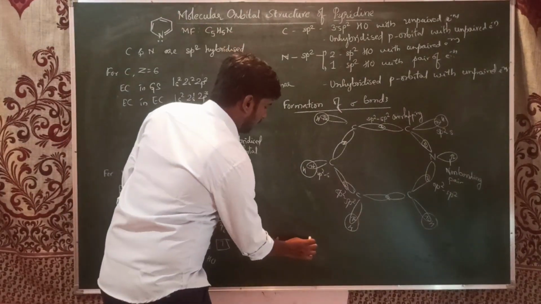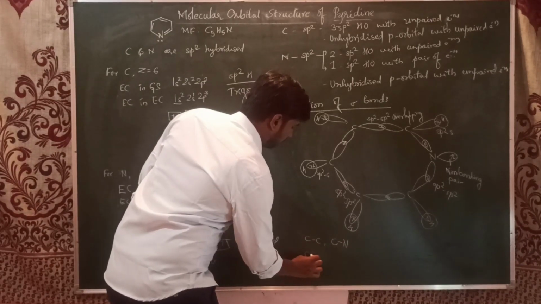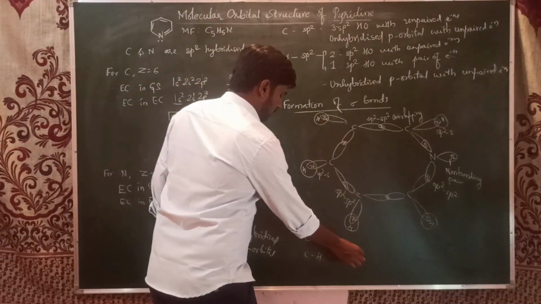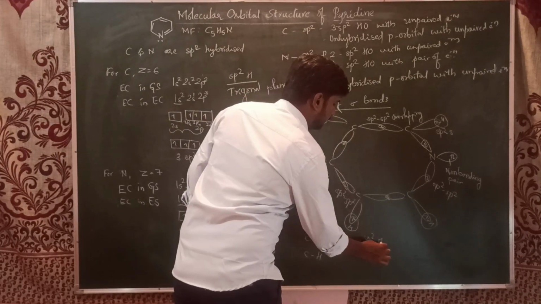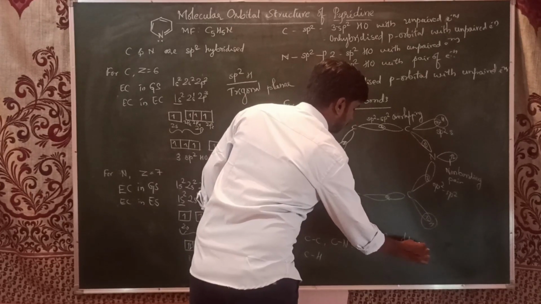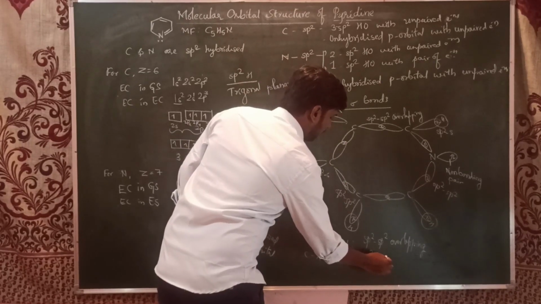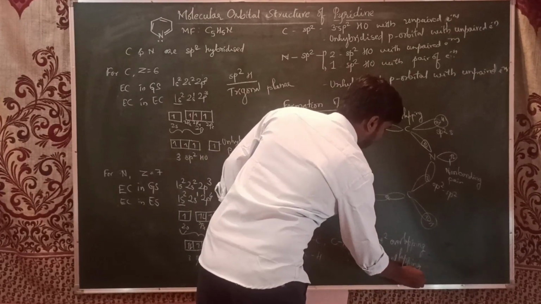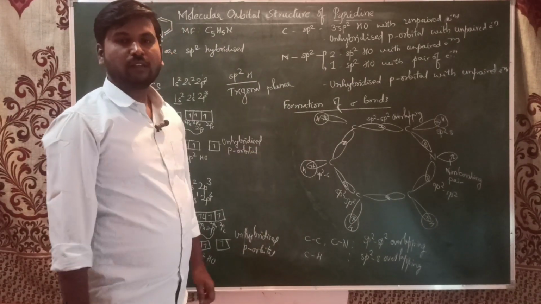So here we can see 3 types of sigma bonds. One is the carbon-carbon sigma bond, another is the carbon-nitrogen sigma bond, and another is the carbon-hydrogen sigma bond. In this, the carbon-nitrogen sigma bonds are formed by sp2-sp2 overlapping, and this C-H sigma bond is formed by sp2-s overlapping. So this is the molecular orbital structure of pyridine for the formation of sigma bonds.